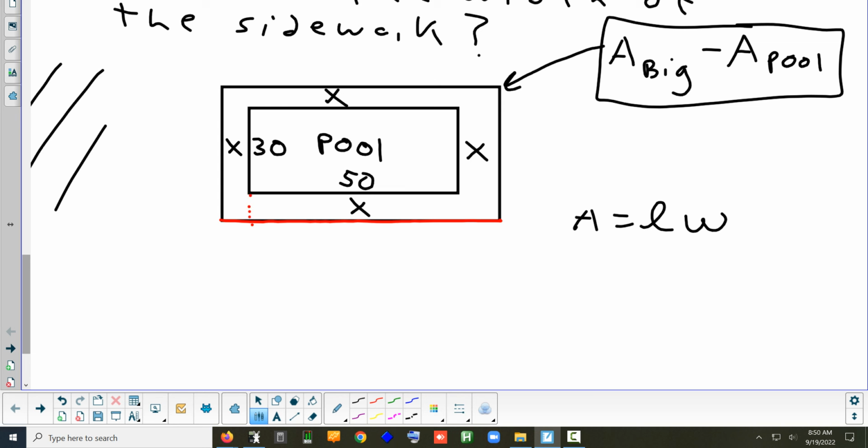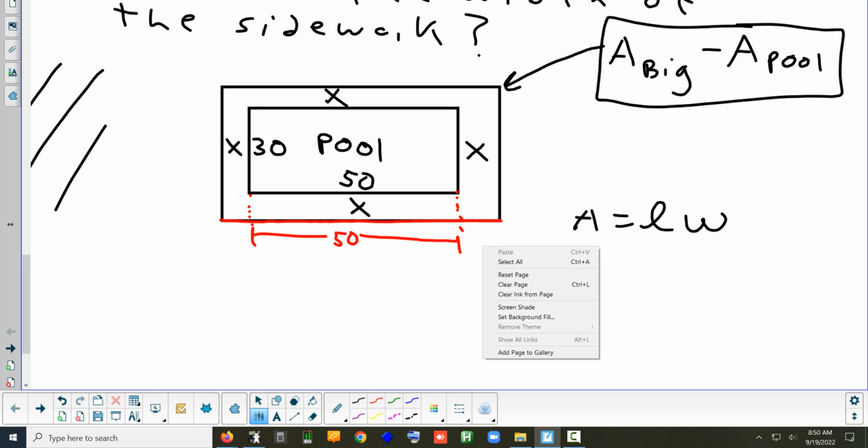Now, if I put these dotted lines like this, how much is the section that's right there? That's 50 feet. How much is this section that's on the end, and then this section that's on the end? Yep. x. They're x and x. So if you add that all together, that's the length of the big rectangle. It's x plus 50 plus another x. So that's 2x plus 50.